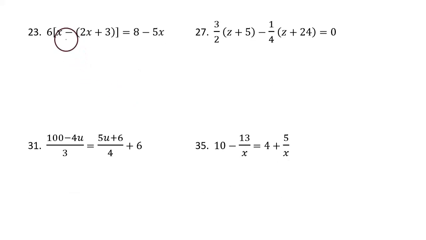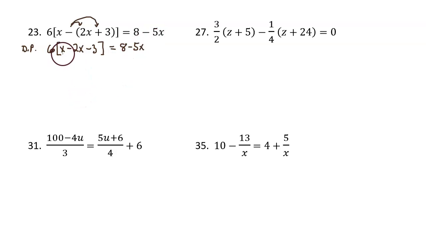Number 23. This time I'm going to work inside of the grouping symbols first and distribute that minus sign. So my very first step is the distributive property, DP. I'm just communicating to you what I'm doing. So 6, then the bracket, the x, and I'm going to distribute the negative sign. So the negative distributed to 2x is negative 2x. The negative distributed to the positive 3 is a minus 3. And then I'm copying the rest of the equation down.